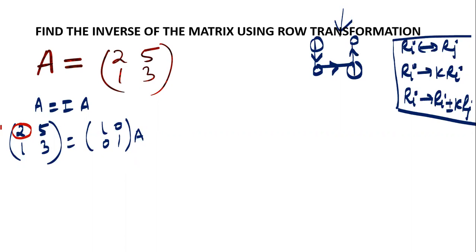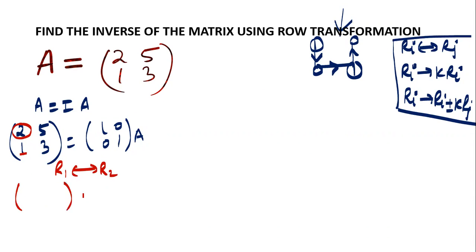I'll make it 1. So how can I? There are many ways I can subtract it or I can interchange it. I can see 1 is over here. I can interchange R1 to R2. Double arrow means interchanging R1 and R2.